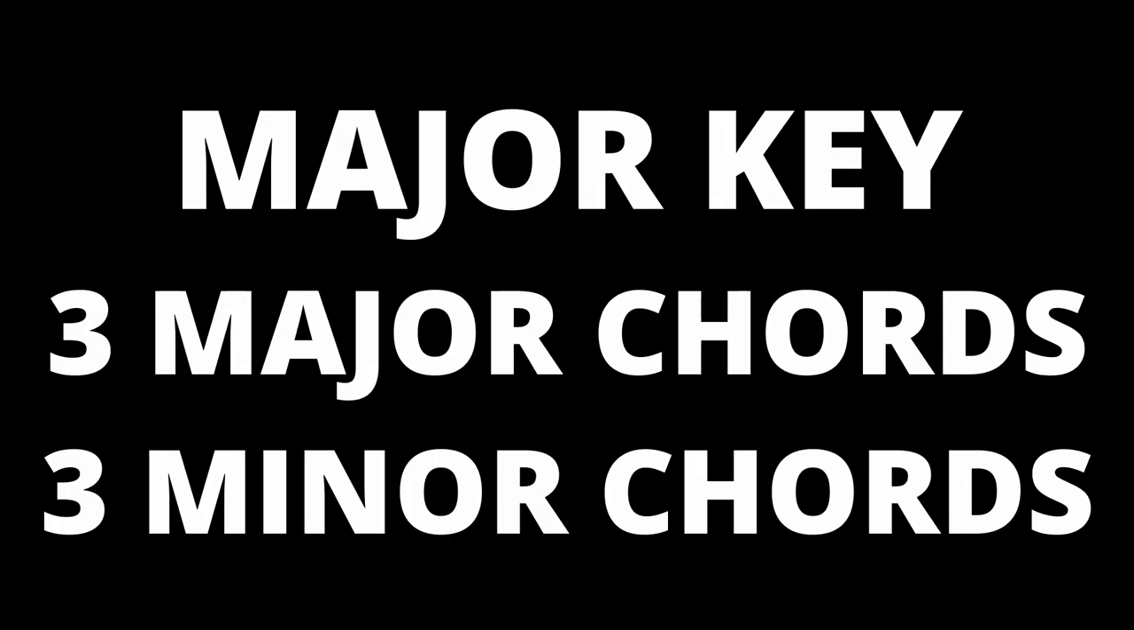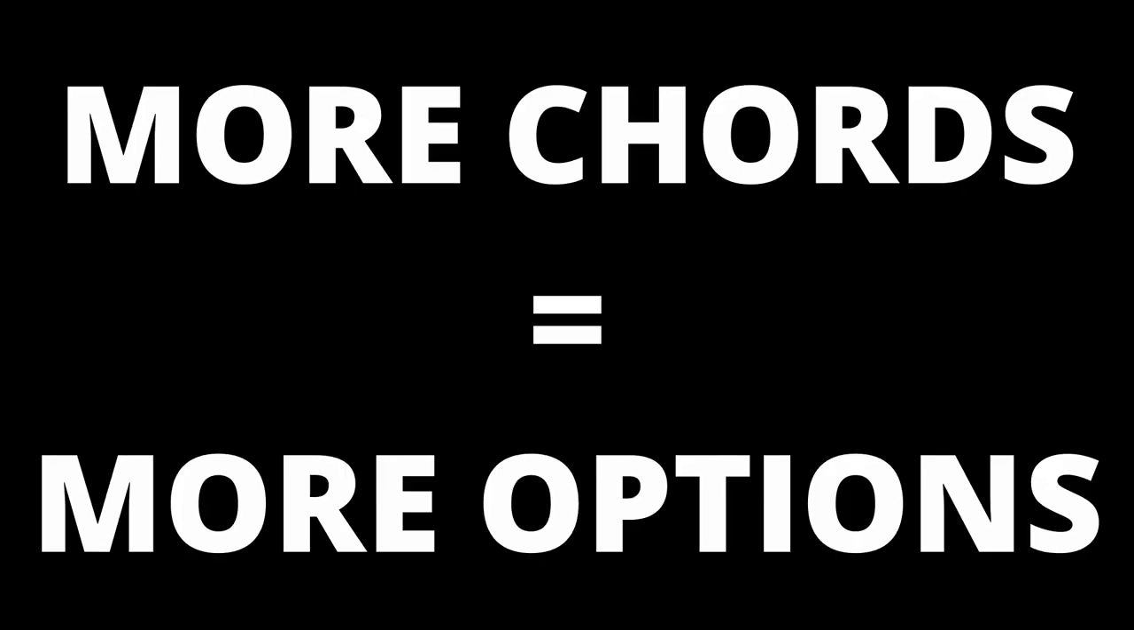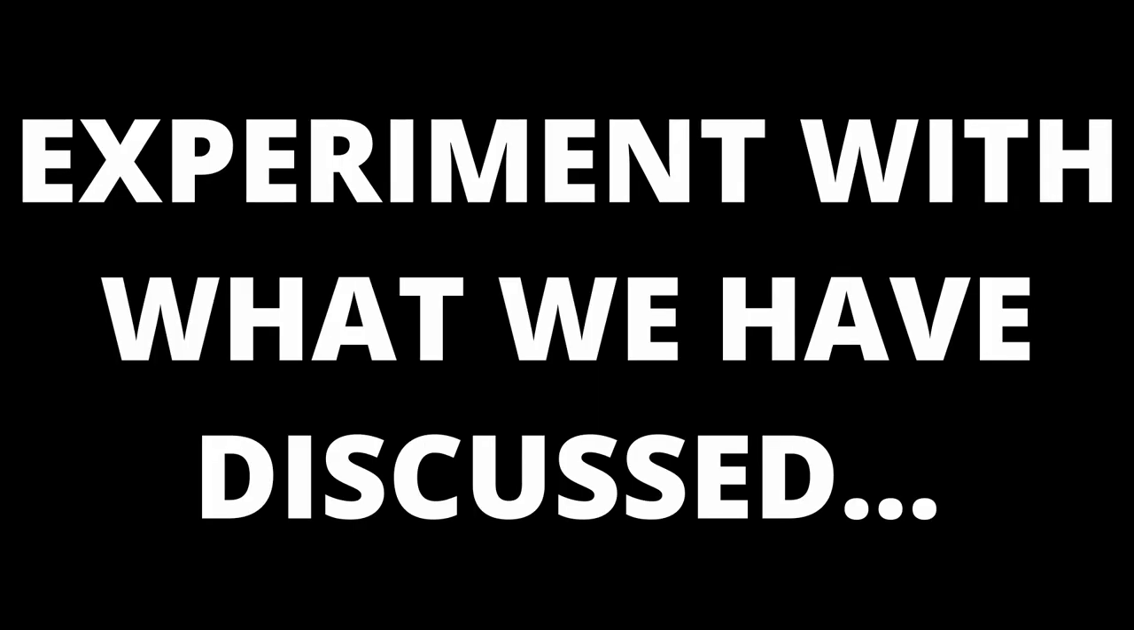As you saw at the beginning of the video, we had a total of 6 chords to use in our major key song. So far we've only used 4, but you can of course use 5 or even all 6. If we do this, it further opens up the possibilities with our song. With inversions, that's 18 different chords to play with. You can utilize the techniques we've discussed so far.